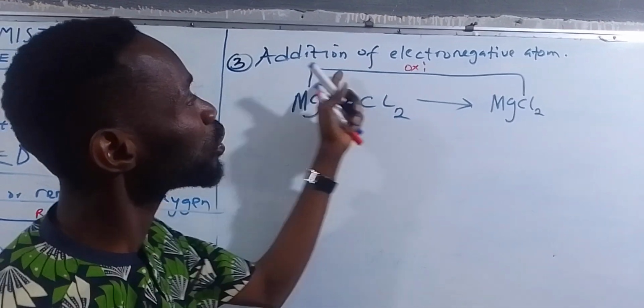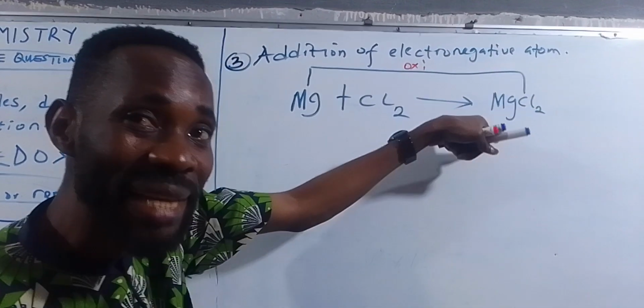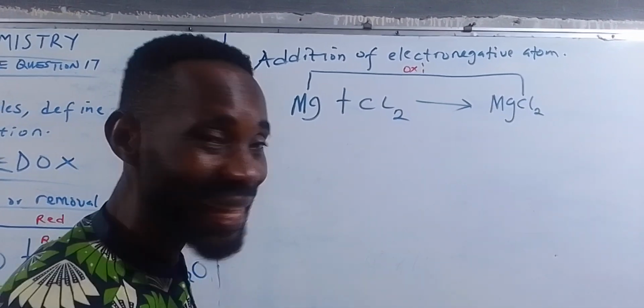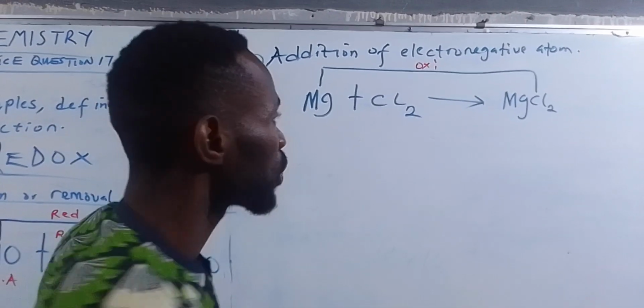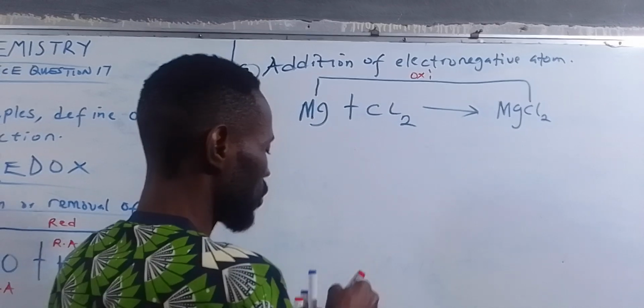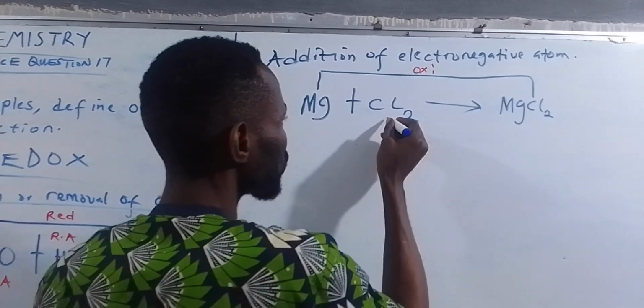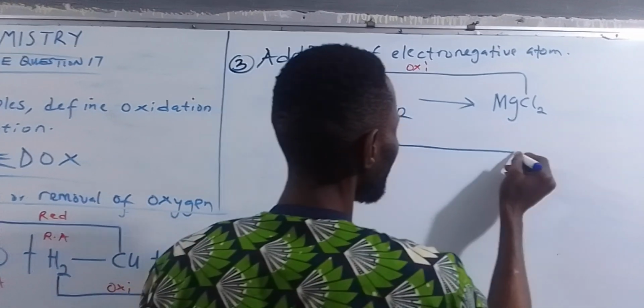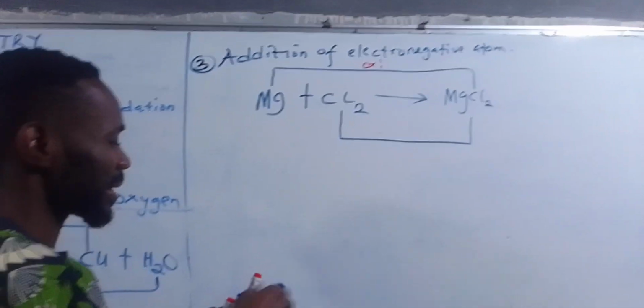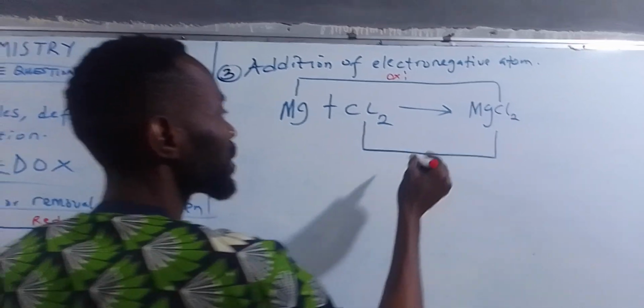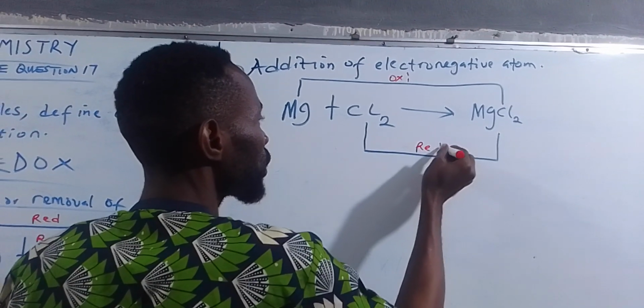So if the addition of electronegative to a substance is oxidation, then the addition of electropositive to a substance will be reduction. So automatically, take a look at it, you find out that something has been added to the chlorine to form magnesium chloride, and that is magnesium. So we say that the chlorine has undergone the process of reduction.